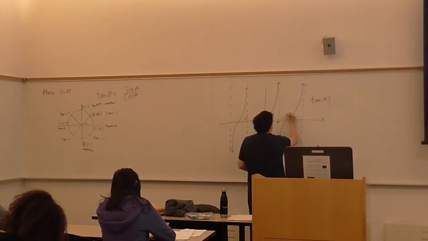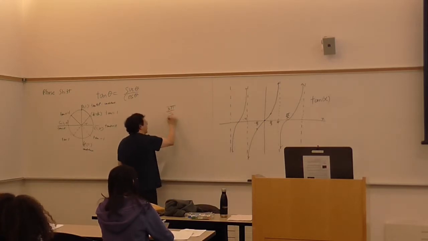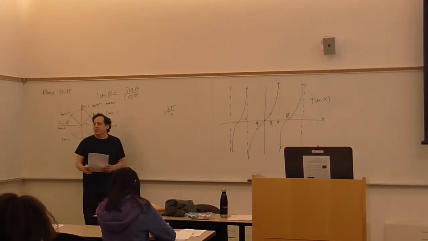Okay, yeah, that's 3 pi over 2. Yeah, that's pi over 2. That's correct. It's not defined there. I want to know everywhere it's not defined.